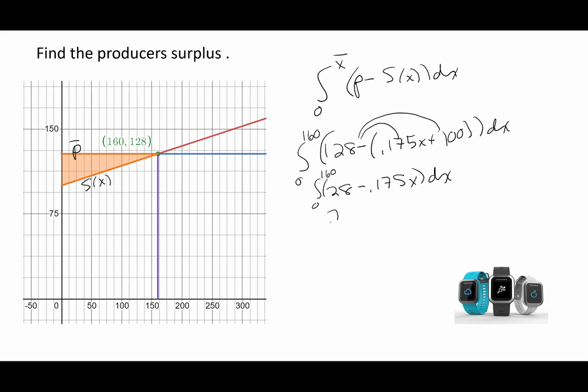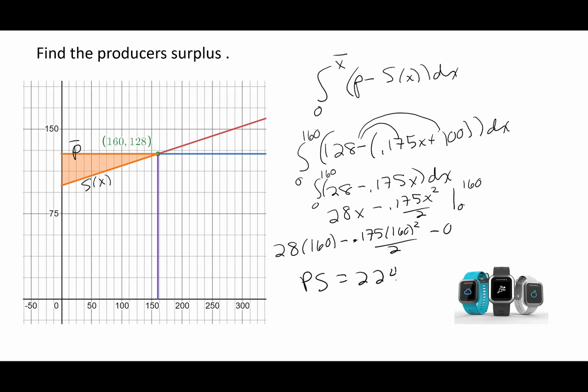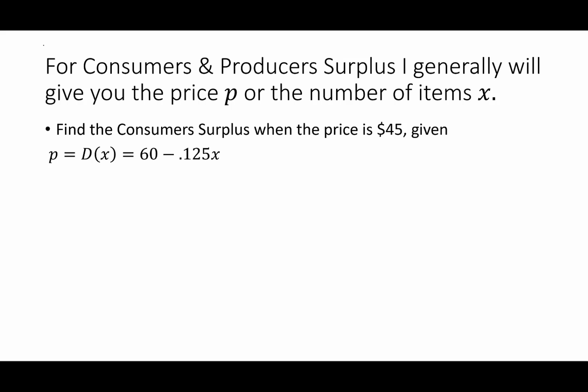All right, again, just a simple power rule. So 28 becomes 28x. I have minus 0.175x squared over 2. I put in 0, I put in 160. Let's put 160 through. I have 28 times 160 minus 0.175 times 160 squared over 2. Again, the 0 is going to give me 0, so I'm just going to put that 0 in there as a placeholder. So this gives me a producer surplus of $2,240.